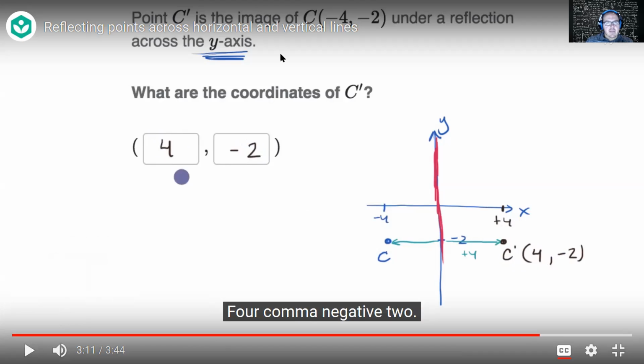I want to stop here and say that one thing I like to do when I'm doing reflections is think about this one word. It's opposites. You'll notice that when we flipped it over, -4, the opposite of that is 4. So when you flip over an axis, you usually get an opposite of some kind.